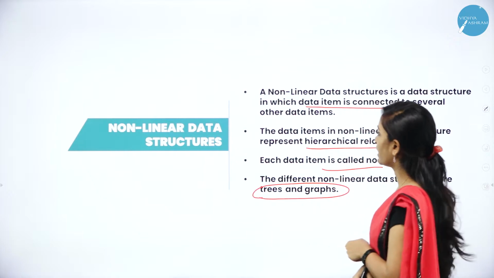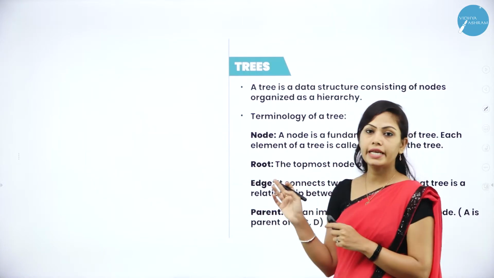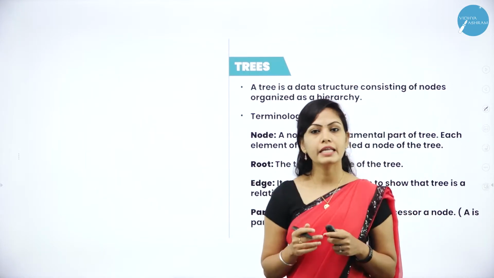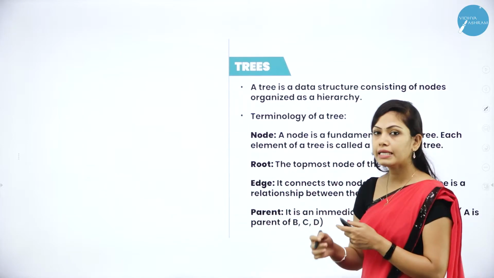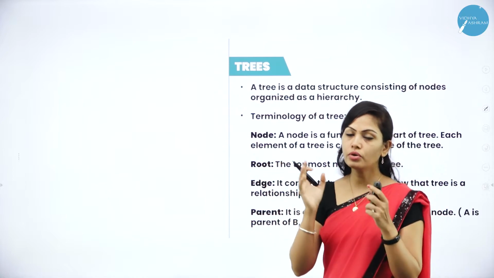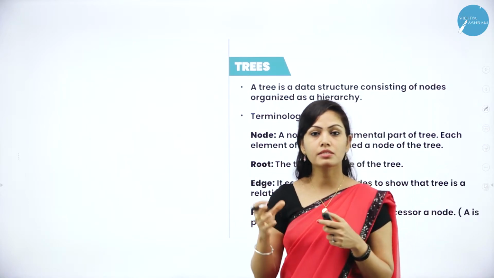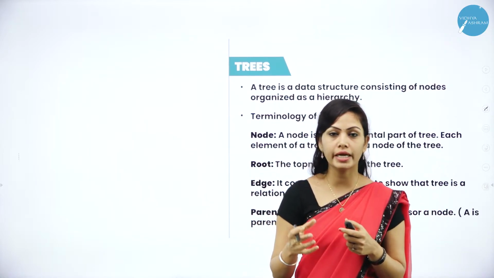First, we have trees. The first nonlinear data structure is the tree. In an actual tree we have root, branches, leaves, etc. Like that, in the data structure tree we also have root, branches, leaves, siblings, parent, child, etc.